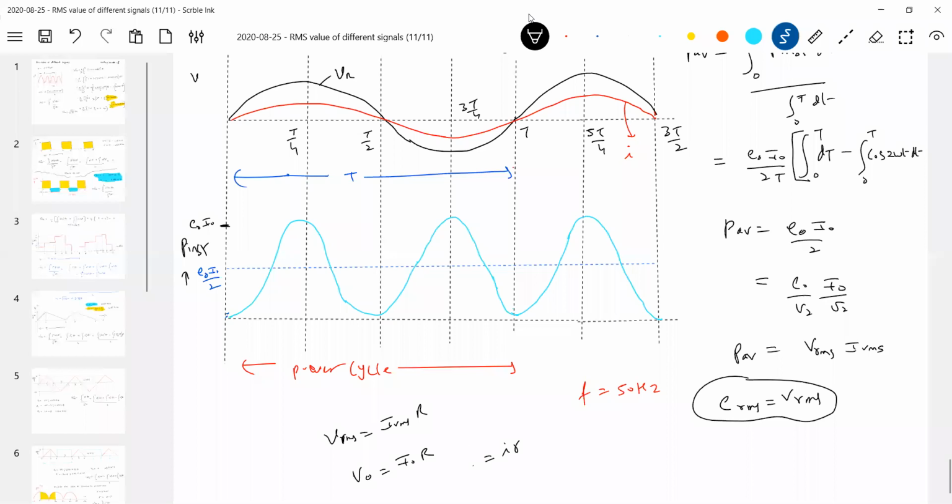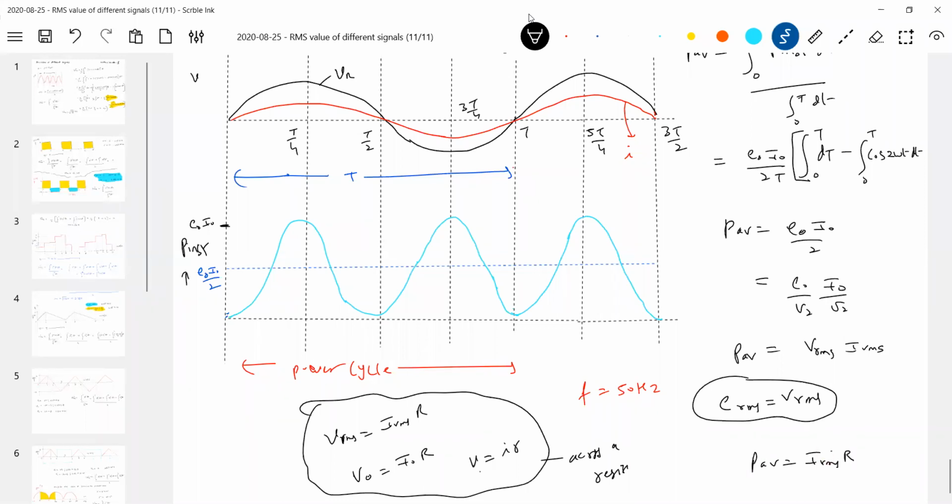Depending upon what you know: if you know the peak value, V naught equal to I naught R. If you know the RMS value, like this. If you know the instantaneous voltages and currents, this will be Ohm's law across a resistor. You can also write power as VRMS square by R or IRMS square into R, the average power dissipated across a bulb of resistance R.